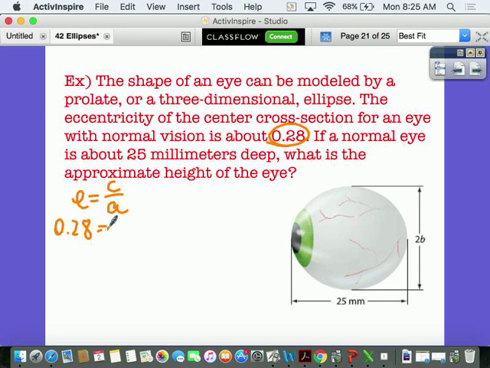Okay? Now we already know that if a normal eye is about 25 millimeters deep, that right there is basically going to tell us the value of a. Okay? So if it's 25 millimeters deep, then this is basically the length from vertex to vertex. So to find the value of a, we're going to actually divide this by 2 to get 12.5.